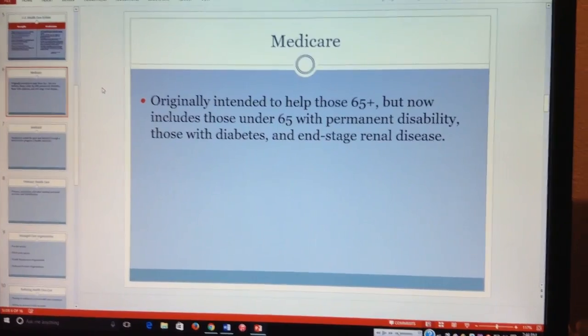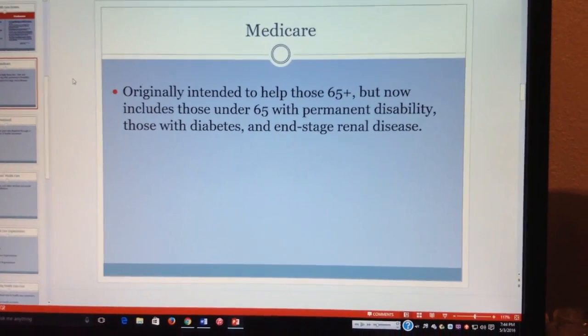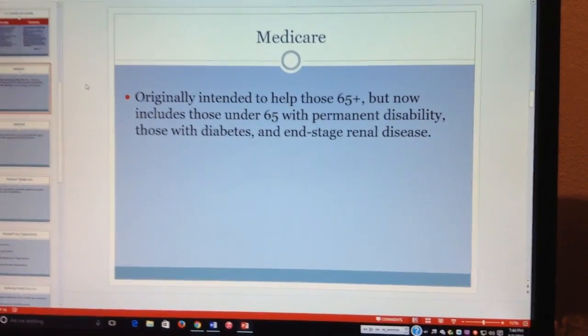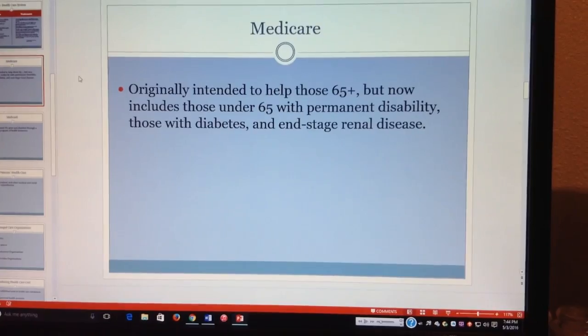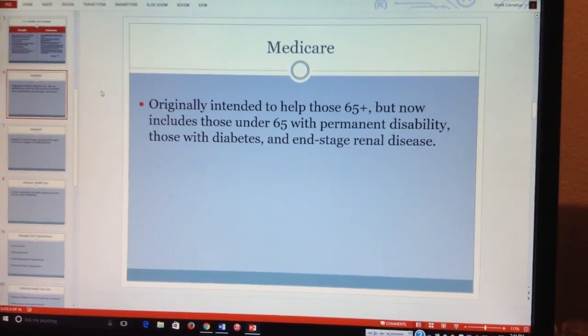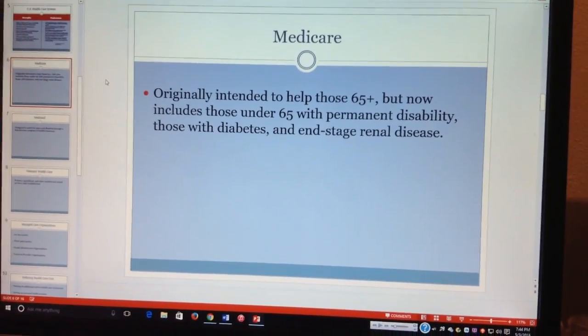Part A is the core part, and it partially covers hospital charges, 100 days in nursing care following hospital release, and individuals eligible for federal security system and railroad retirement benefits. It covers them as well.